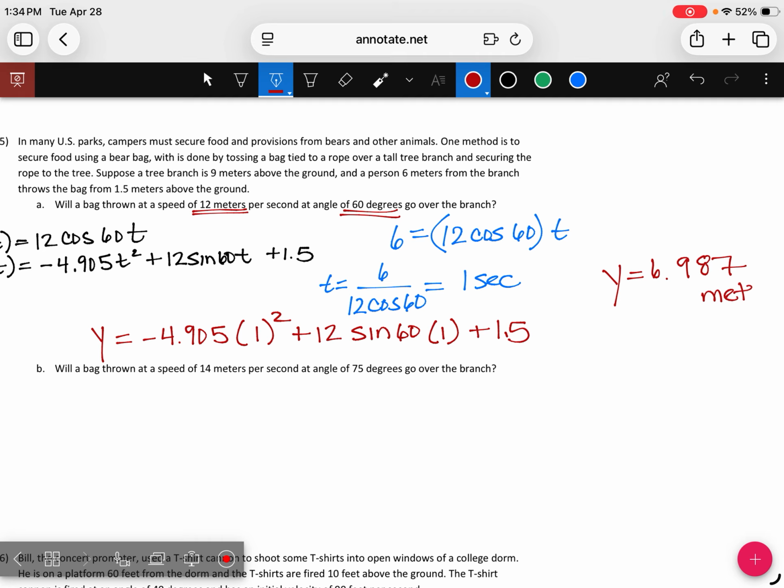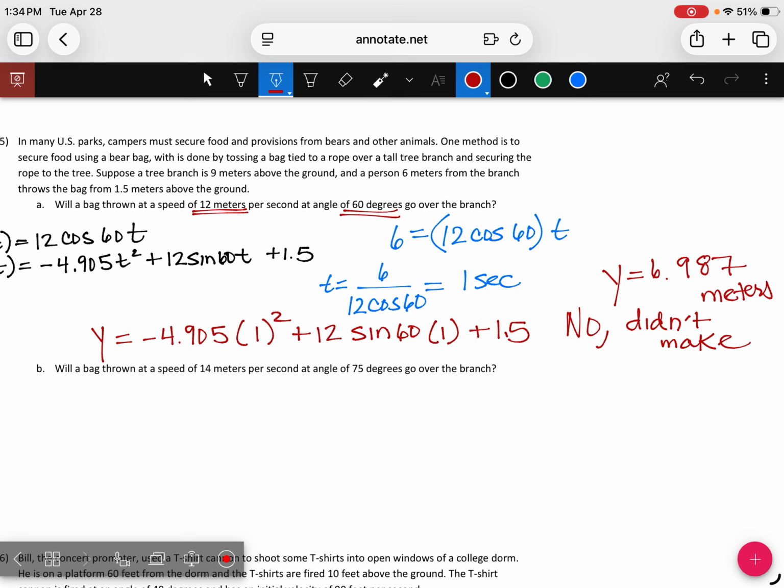Now, how high is the branch? 9. And I wanted to go over it. So was that high enough? No. So the answer is no. First time it didn't make it. Didn't make it over. So the person takes the bag and he does it again.